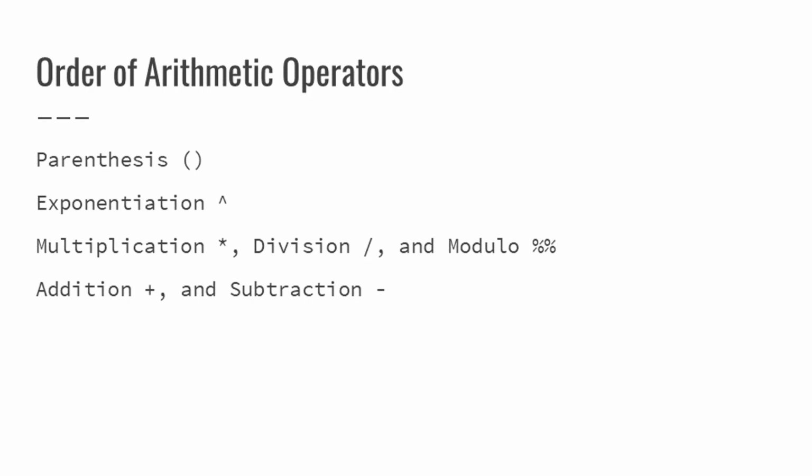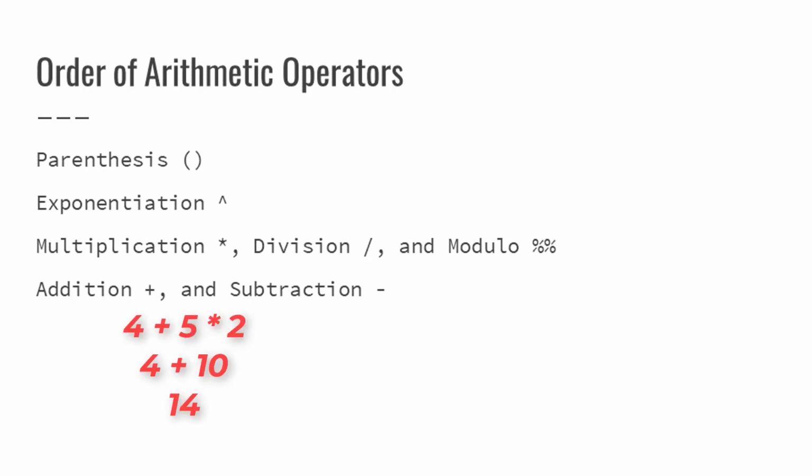This means that if an expression contains multiple operators, the ones with higher precedence will be evaluated first. For example, 4 plus 5 times 2. In this expression, multiplication has higher precedence than addition, so 5 times 2 will be evaluated first, resulting in 10. Then the addition operator will be performed, resulting in 14.